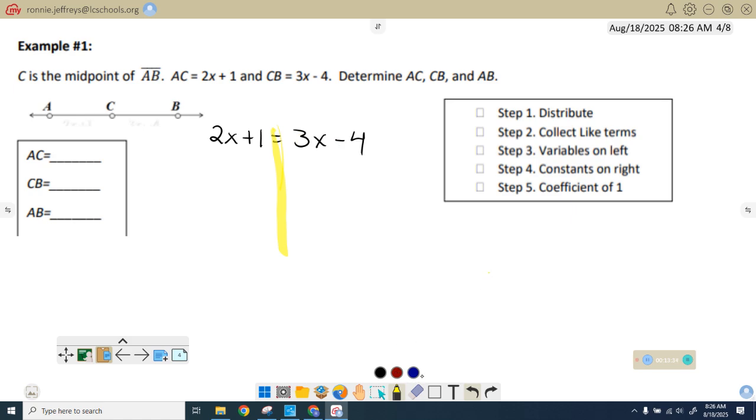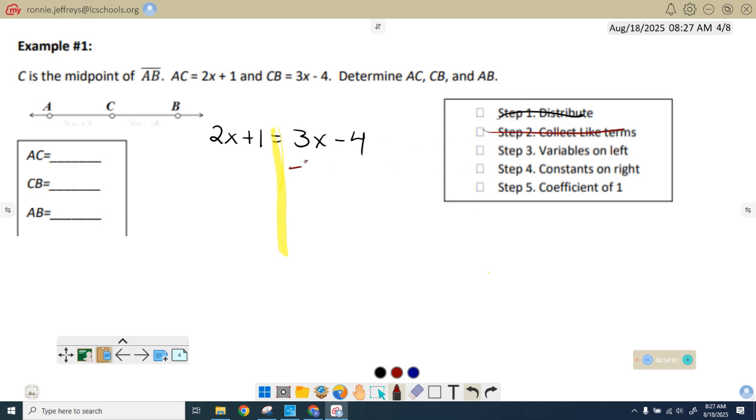We don't have to distribute. Collect like terms. We have different teams on each side, wearing different jerseys. Believe it or not, I've actually tutored this lesson to a student by talking about werewolves and vampires, and they finally understood it. So, collect like terms, we don't have to do that.